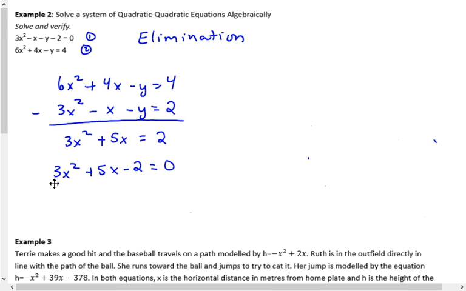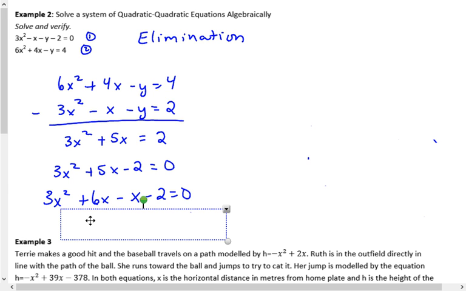Because there's no common factor and this has a coefficient, we have to factor through decomposition. So we multiply 3 by -2 to give us -6. Now we need two numbers that multiply to -6 and add to 5. Those two values are +6 and -1. So we've just decomposed this 5x. We've rewritten it as 6x minus x.